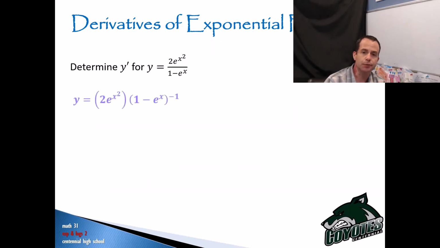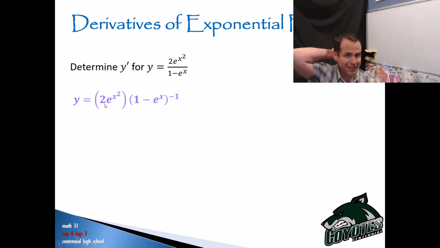So the first thing I'm going to do is rewrite it as a product. So I've got 2e to the x squared times 1 minus e to the x all to the -1. Okay, so I'm looking at derivative of f times g plus f times derivative of g. So let's deal with the derivative of f first. 2e to the x squared. Well, that's going to give me 2e to the x squared times the derivative of the inside function. So the derivative of x squared would be 2x.